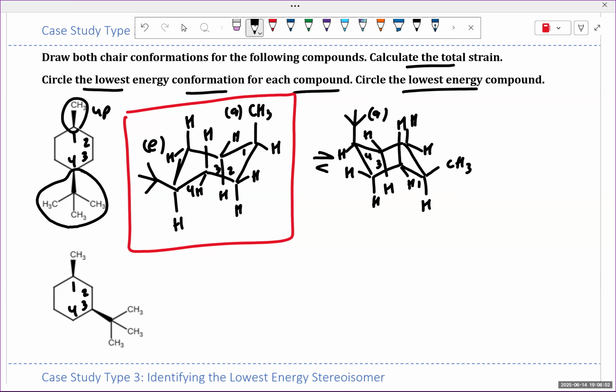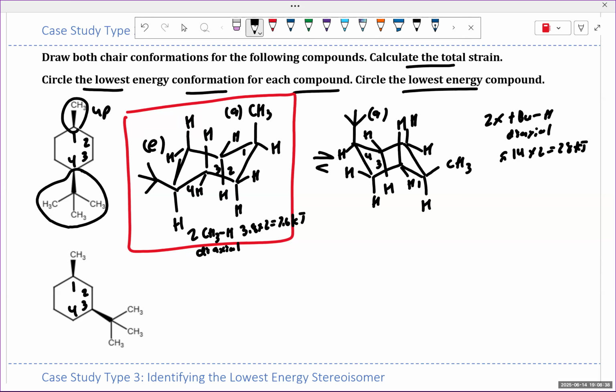In this case, the structure on the left has 2 methyl hydrogen diaxial interactions, which cost us about 3.8 times 2, or 7.6 kilojoules of total strain. The structure on the right has 2 tert-butyl hydrogen diaxial interactions, which costs us around 14 times 2, or 28 kilojoules of strain.